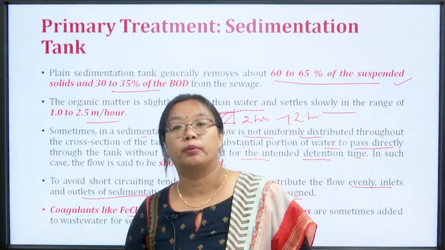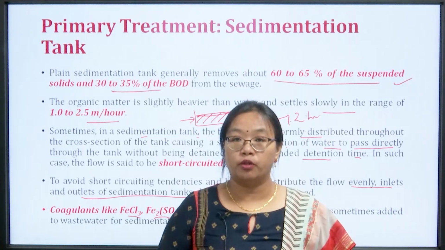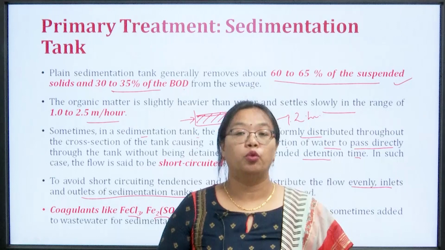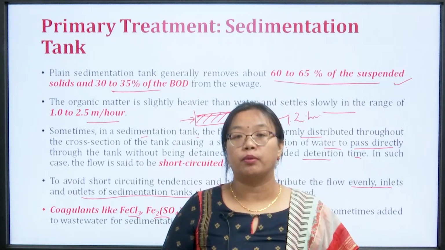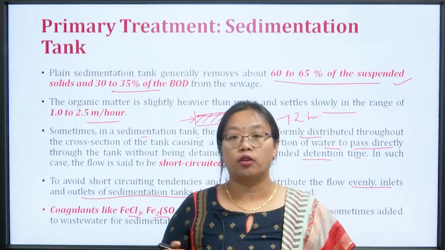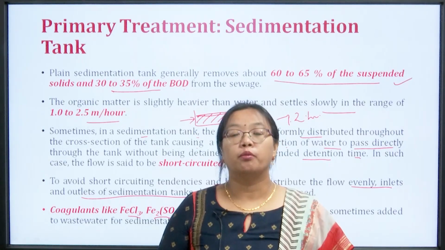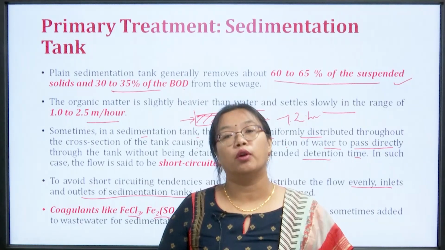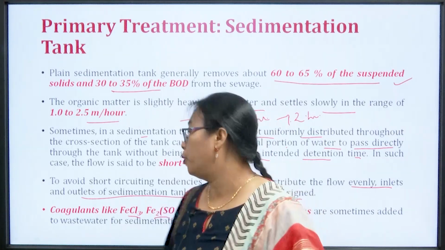So, here we have talked about primary sedimentation tanks, right. Here we can have either plain sedimentation, in which you do not add any type of chemicals, or else you can add some chemicals like coagulants, ferric chloride, ferric sulphate, right, which will act as coagulants. But in most cases we do not use sedimentation with coagulation for wastewater treatment. Most of the time we do not use this.